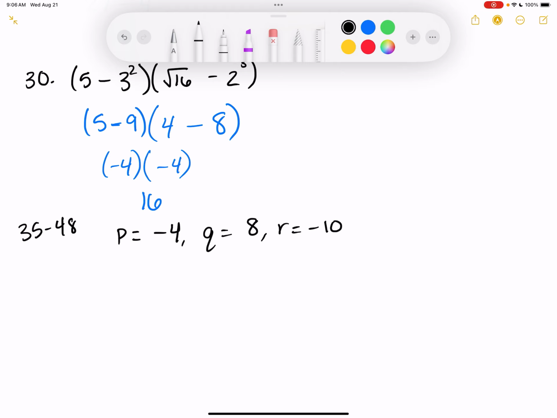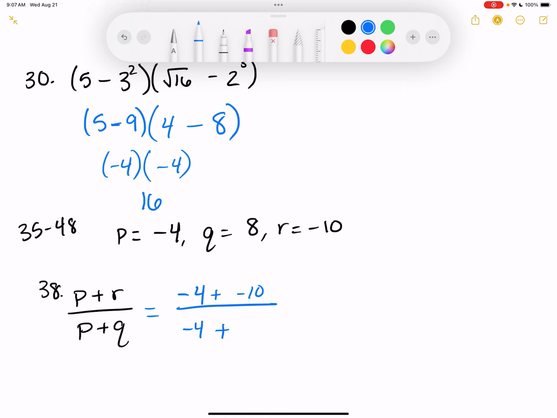So 38, we have P plus R over P plus Q. So what I do is I just take the numbers that they gave me and I plug them in, and then I'm just going to simplify it down as much as possible. So negative 4 plus a negative 10, and then over negative 4 plus 8.